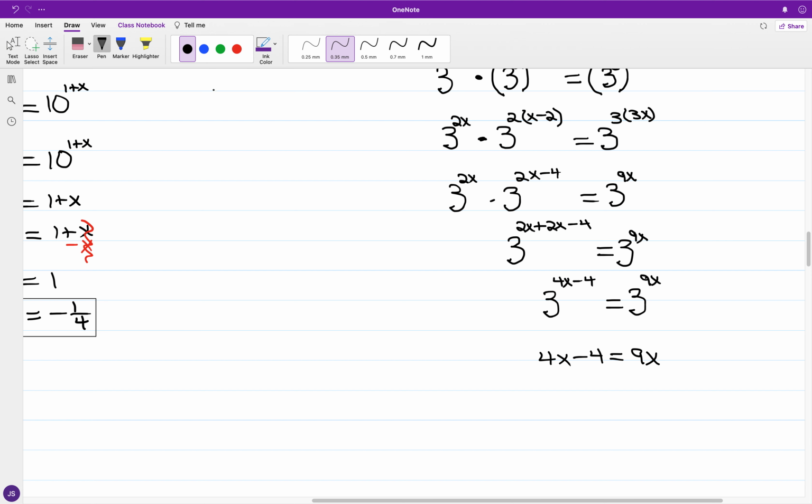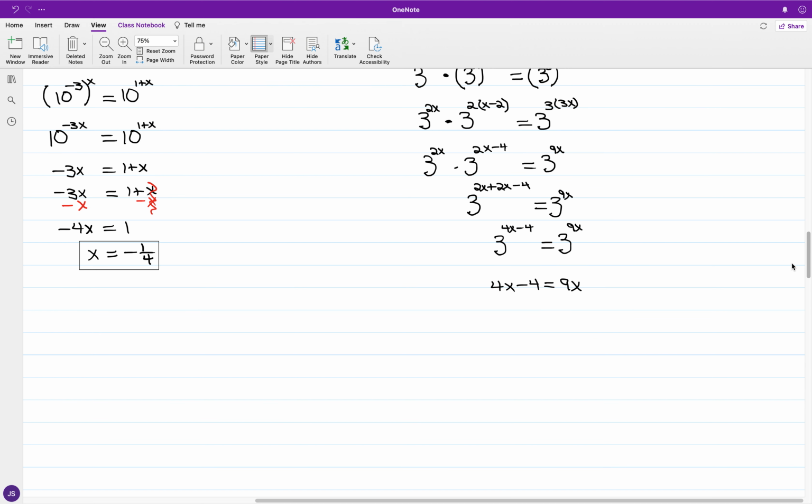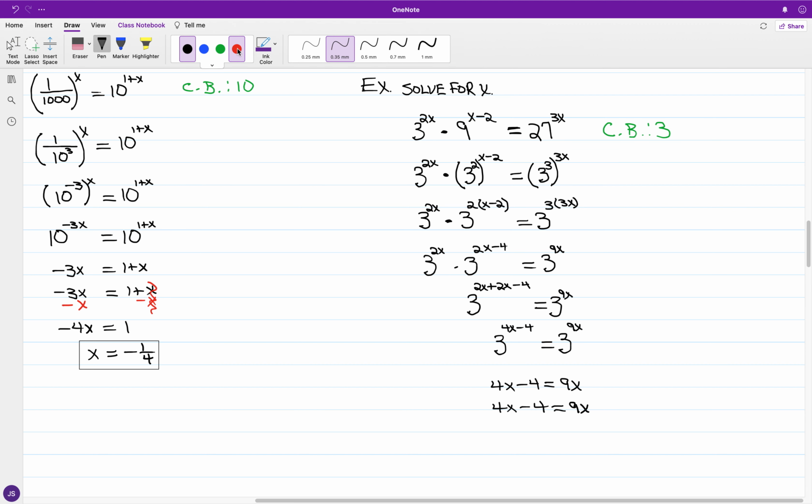So I'm going to have 4x minus 4 is equal to 9x. This is a two-step linear equation. I can take 4x away from both sides, and I now have negative 4 equal to 5x. Now we have division by 5.